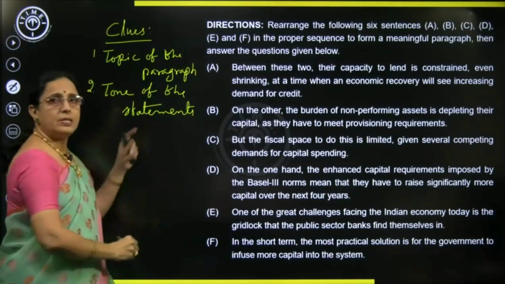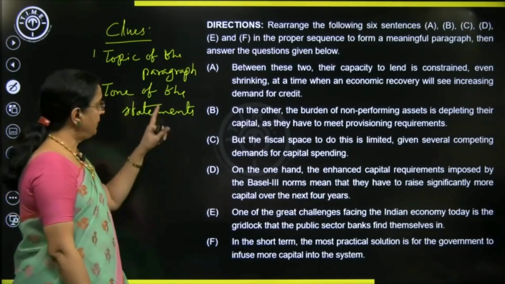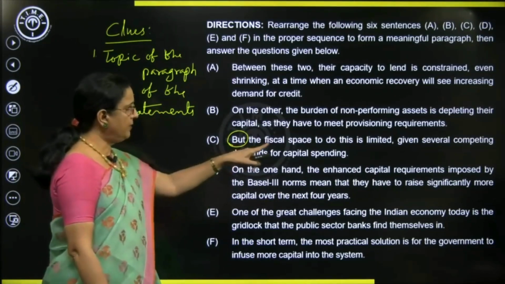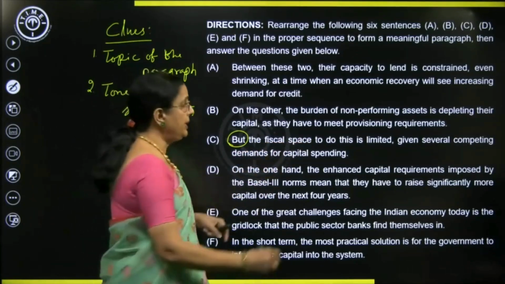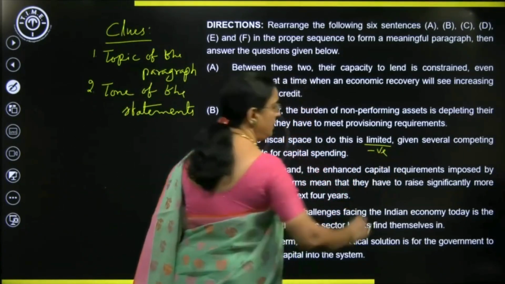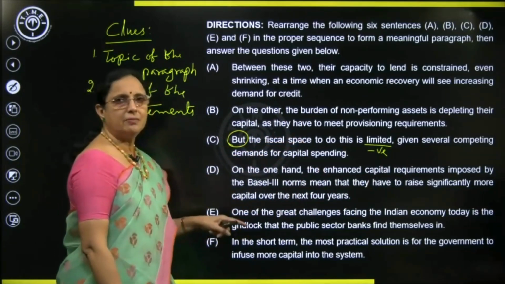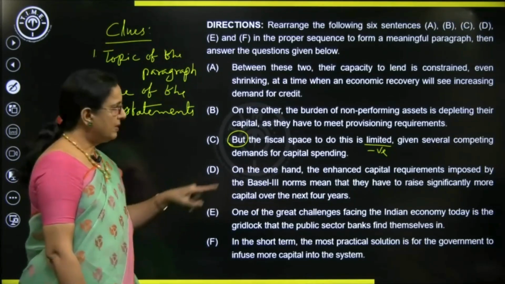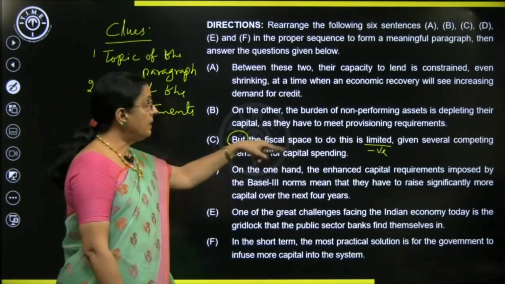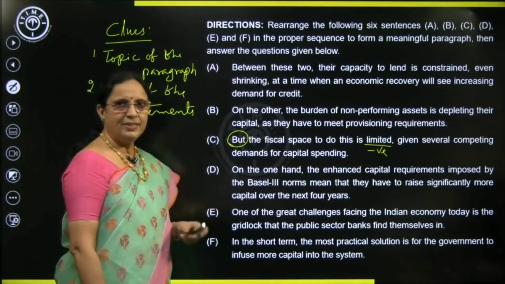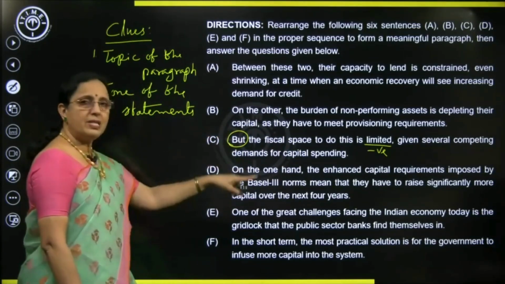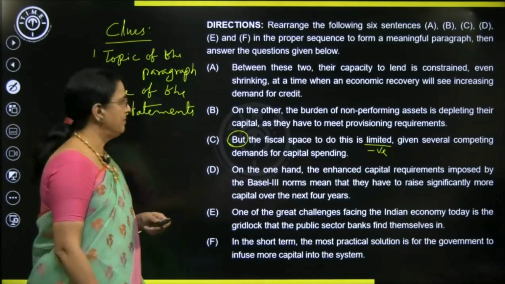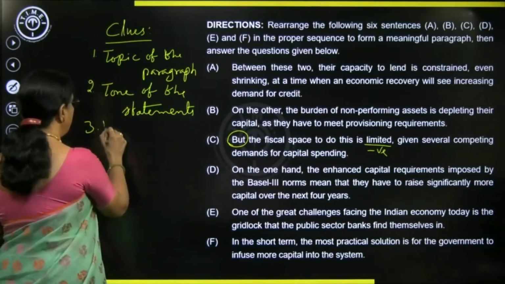So, how is this going to help you, tone of the sentences? If there is a conjunction like but, tone, right? But the physical space to do this is limited. Limited is positive or negative? Negative. So, but is used to join one positive and one negative idea. Since this sentence is negative, the previous one should be positive. That's how tone of the statements helps you in combining the statements or in forming the pairs. Understood? Then, third one, pronouns and conjunctions.